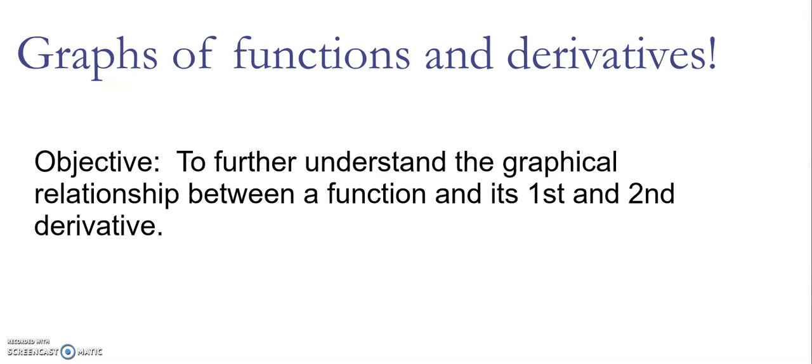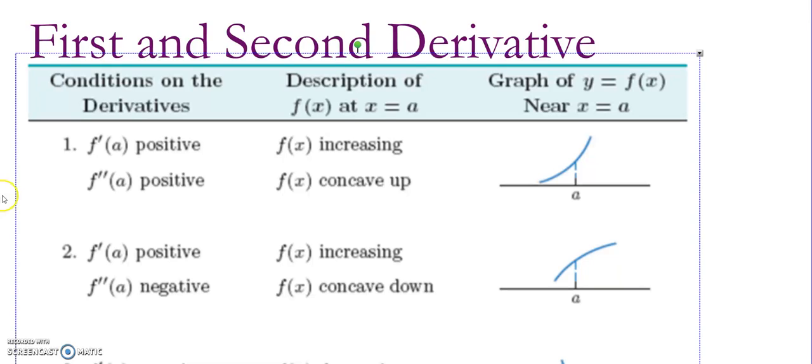We're going to do a little practice and put things together graphically. Okay, so just a sum up of different scenarios, conditions on the derivative. If the first derivative at a point A is positive and the second derivative is also positive, if we know the first derivative is positive, that tells us the function is increasing. If the second derivative is positive, that tells us the graph is concave up. So that would be something like this scenario at this point A that we're talking about.